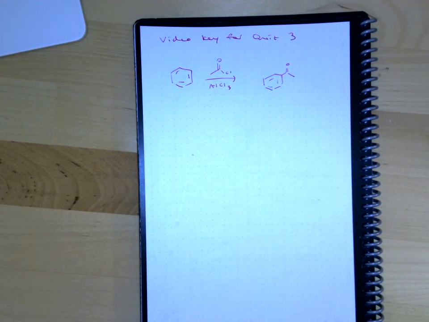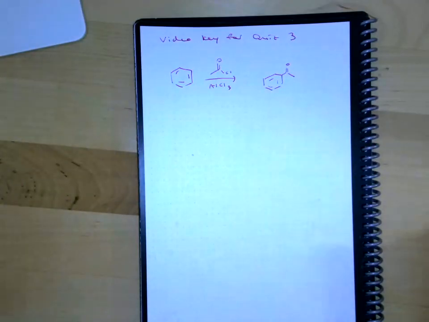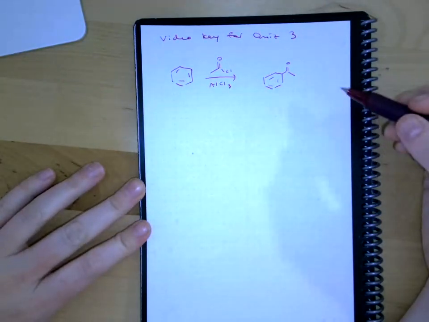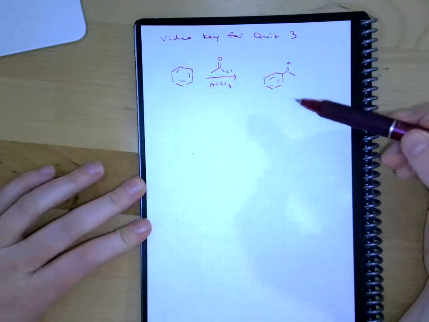Hi, also, I mentioned that I was going to start making video keys for quizzes for my Organic Chemistry 2 class. I don't have a printed up copy of it, so I'm just going to start right now with the problems drawn out. So this was quiz 3. The first question was to draw the mechanism for this reaction.